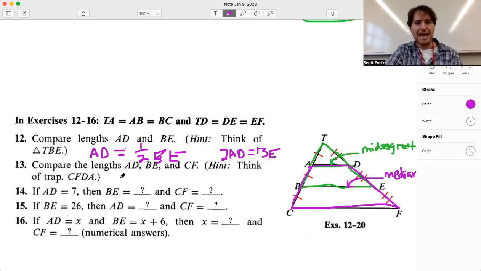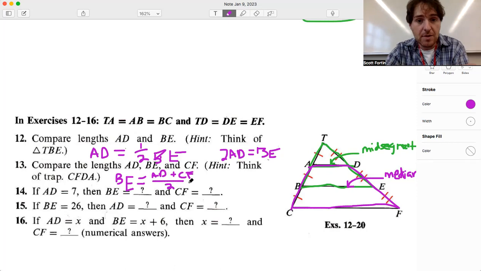Okay, compare the lengths of AD, BE, and CF. So think of trapezoid CFDA. Well, I know that BE is the median of that trapezoid CFDA. So I know that BE is equal to AD plus CF divided by 2, because it's the average of AD and CF, half the length of the sum of the bases. So I have that, and we're good to go.